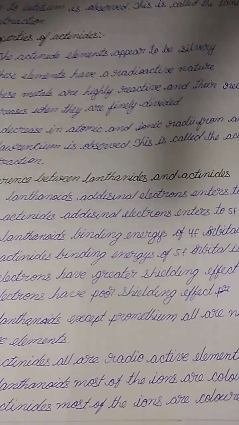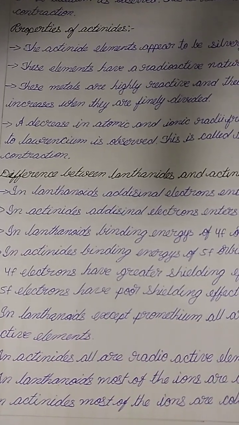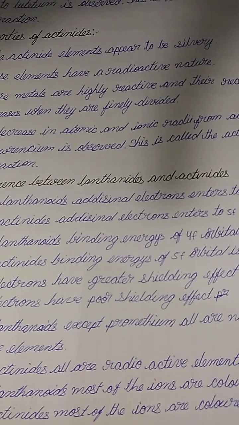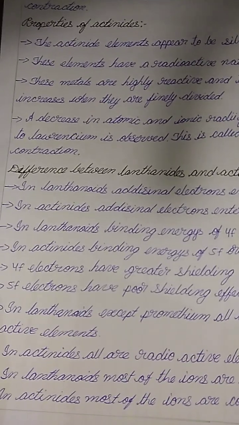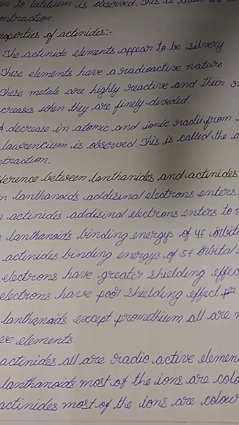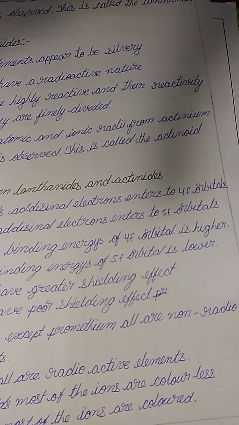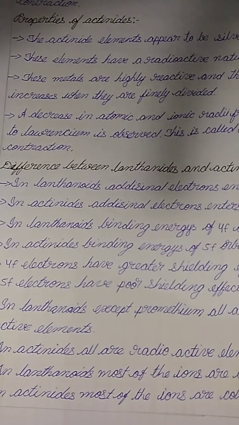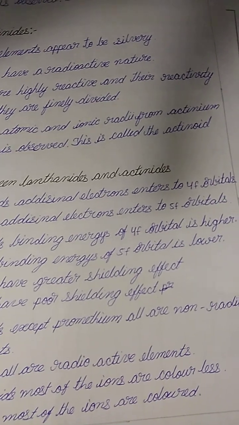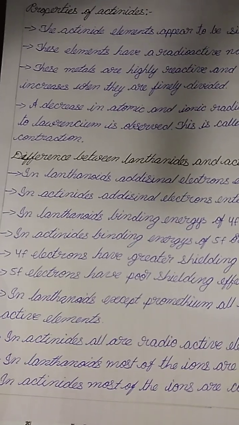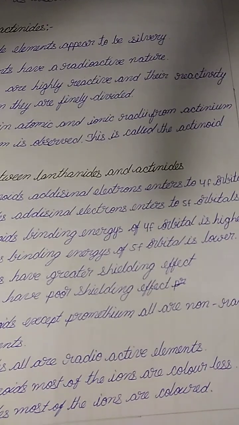Differences between lanthanides and actinides. In the lanthanides, the added electrons enter the 4f orbit. In the actinides, the added electrons enter the 5f orbit. In the lanthanides, the binding energy of the 4f orbit is higher. In the actinides, the binding energy of the 5f orbit is lower.